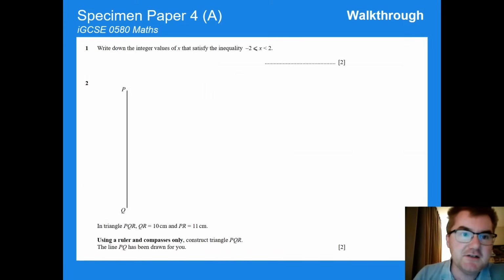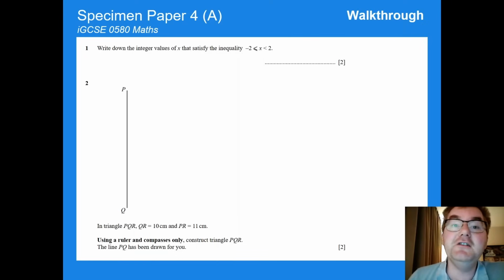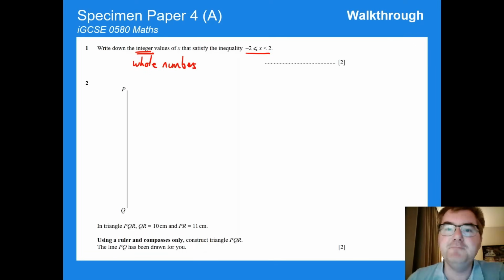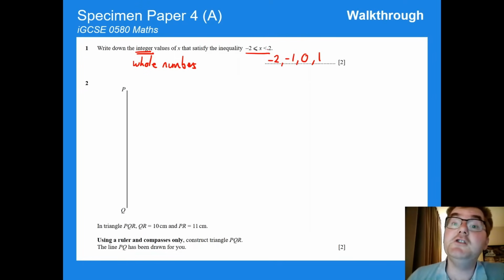Let's get started. Question 1 here, we need to write down the integer values of x that satisfy this inequality. If I said this out loud, this would be -2 is less than or equal to x and x is less than 2. But remember, we want integer values, and that's an important word. Again, that means we want whole numbers. So no 0.5s here, we just want like 2 or 5, those kinds of things. So the numbers that suit here: x can be greater than or equal to -2, so -2 is allowed. Then we have -1, 0, and 1. Notice 2 is not included because this is a strictly less than sign. 2 marks, that's quite nice to get us started.